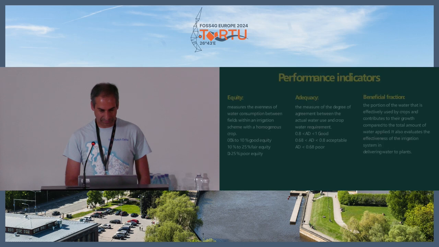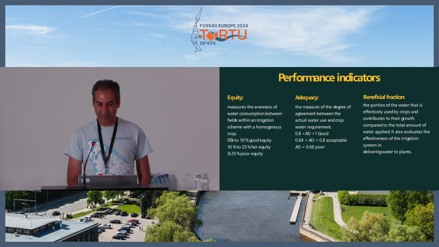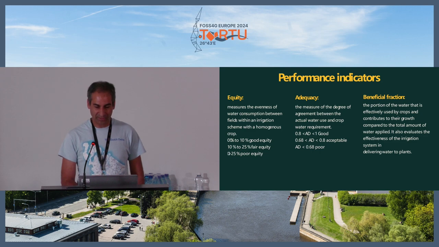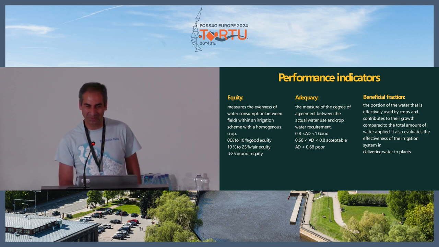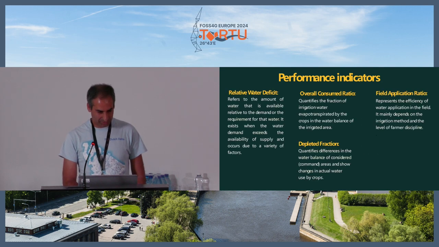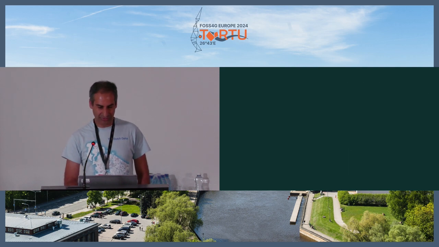We consider different indicators at the moment: equity, adequacy, and beneficial fraction. For all the definitions, I refer to the paper that was published, otherwise it will take more time than I have here. Here are some more indicators: relative water deficit, overall consumed ratio, depletion fraction, and field application ratio.